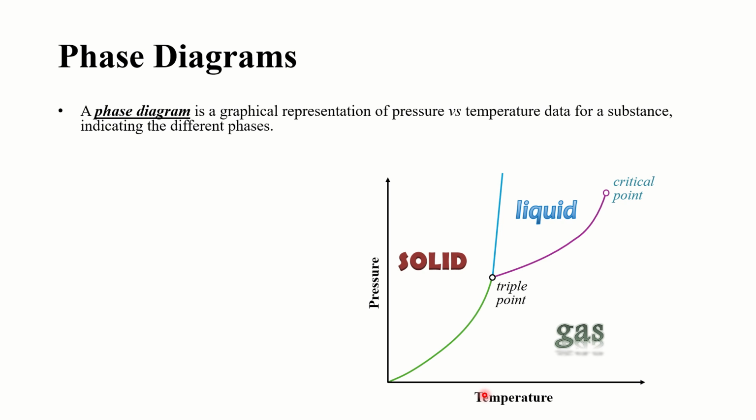Okay, let's keep going. The second half of our lecture is on phase diagrams. A phase diagram is a graphical representation of pressure versus temperature data for a substance, and it indicates the different phases of that substance. Pressure is on the y-axis, so as we move up the y-axis, the pressure increases, and temperature is on the x-axis. As we move left to right on the x-axis, temperature increases. And then we've got our 3 key phases labeled: gas, solid, and liquid.